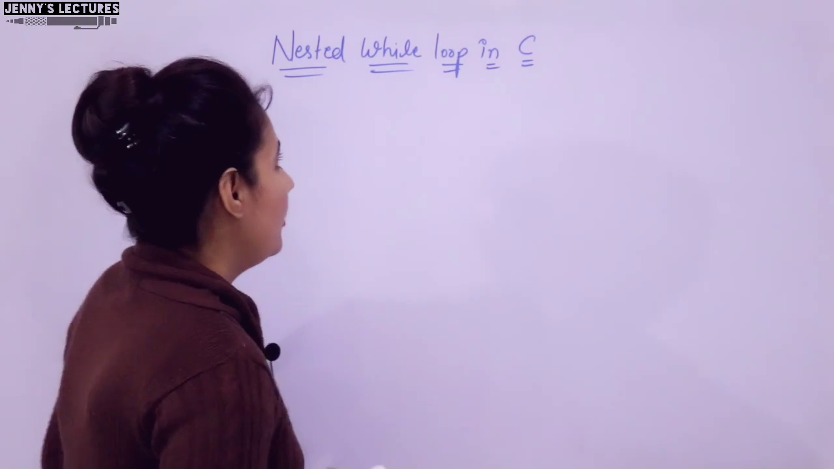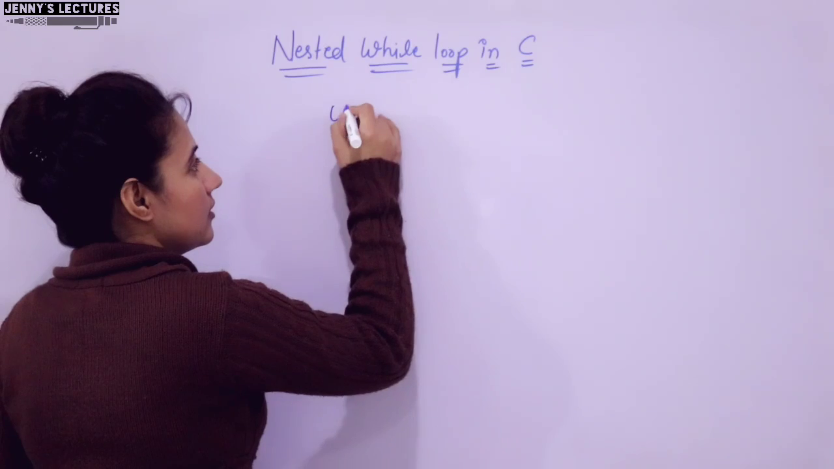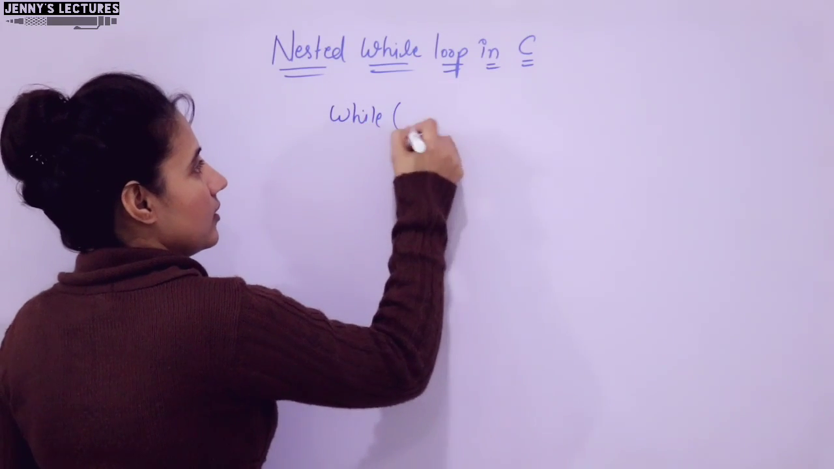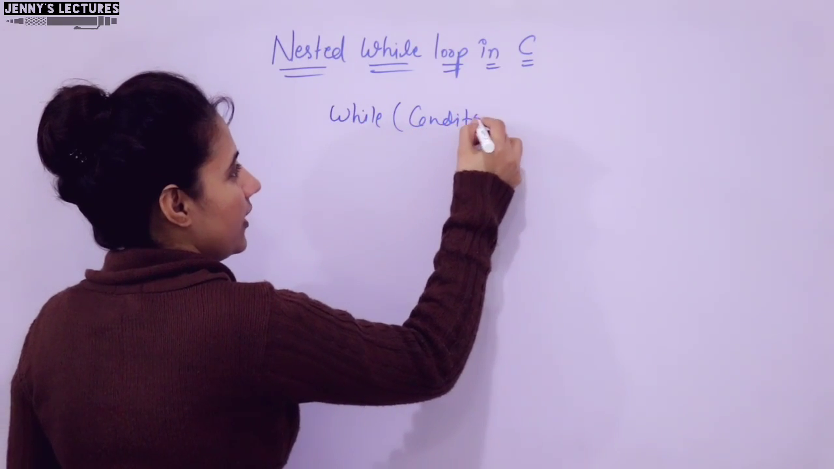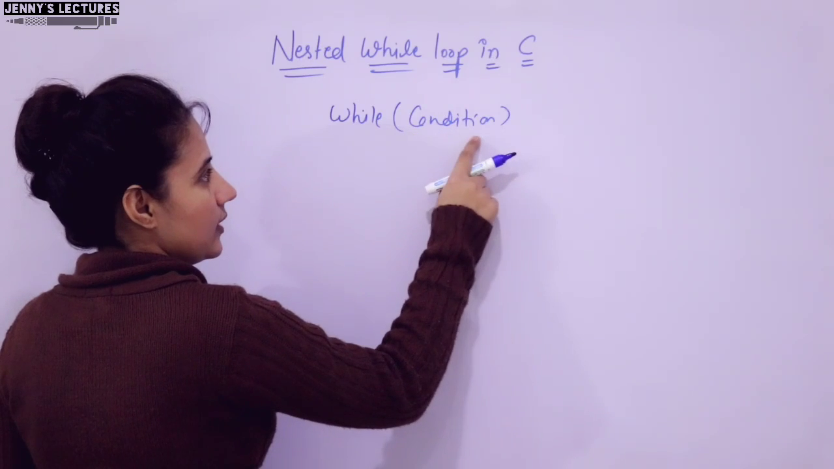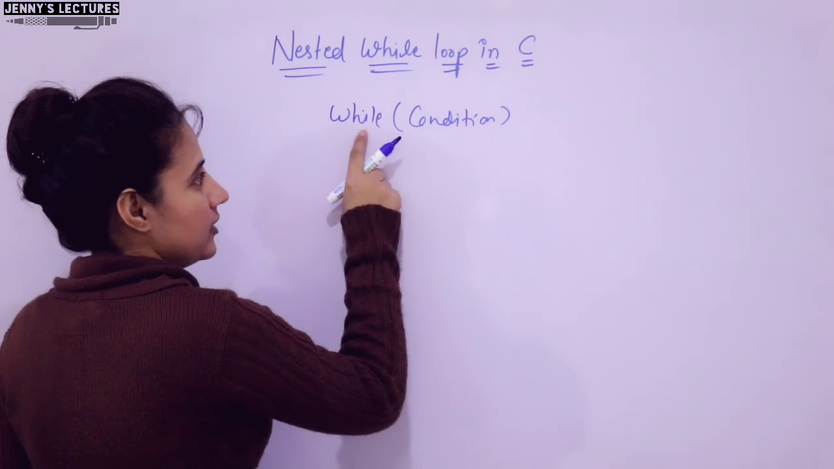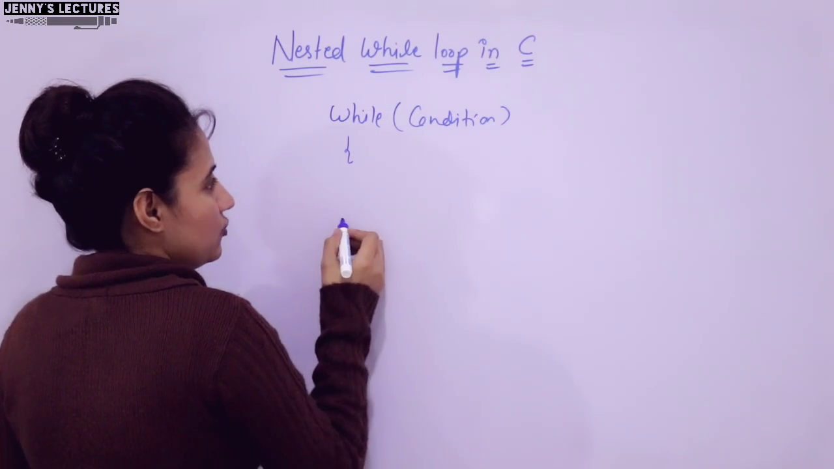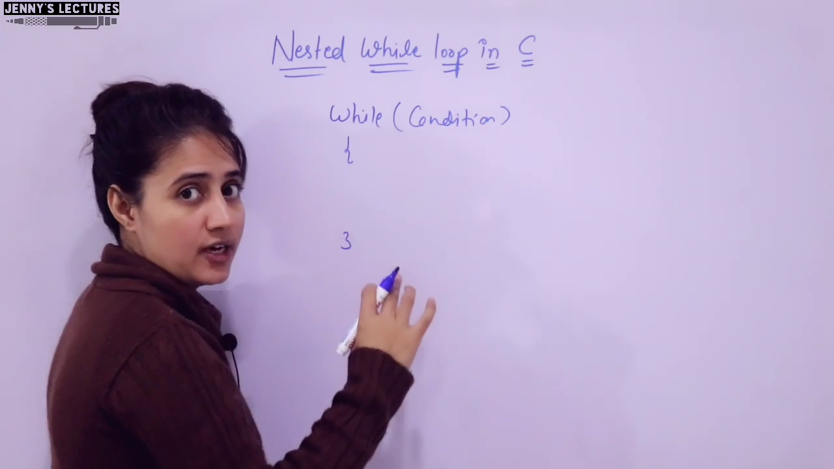So now what is a nested while loop? Nested while means while within while. What is the general syntax of while? We write the keyword while, here we write the condition, this is in small letters because this is a keyword. And here we write some block of statements.